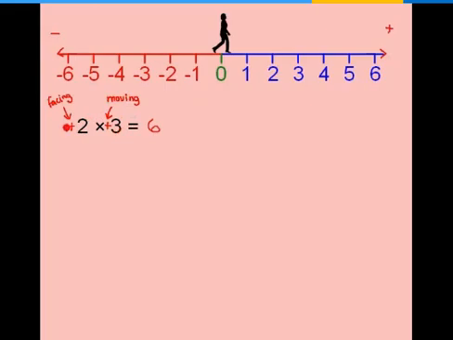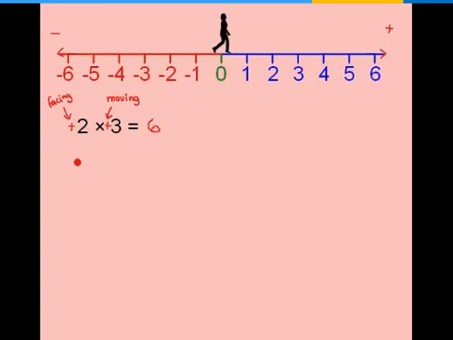So she's facing the positive direction like this, and she's going to take 2 steps. She's going to do this forwards, so that's this way, 3 times. So that's 2 steps forwards once, twice, 3 times. And we can see that our lady has landed on the number 6, which is what we thought the answer was going to be. Now, obviously, we don't really need to use all this complicated stuff for something as straightforward as just 2 times 3.